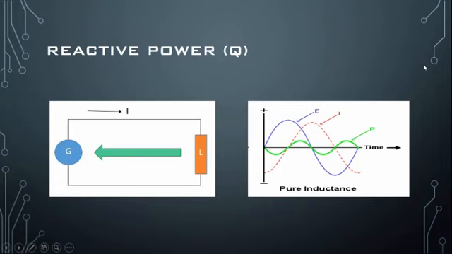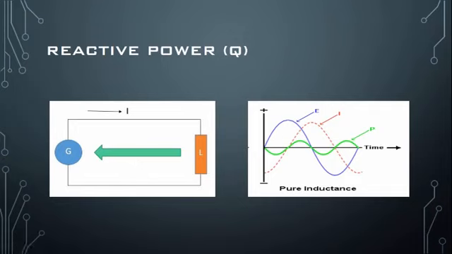Okay, now let's come back to our waveform. Here you can see every positive peak is followed by a negative peak. The energy flows back and forth between the generator and the inductor without ever being used up. Guys, this sentence is very, very important. Hear it again: the energy flows back and forth between the generator and inductor without being used up.